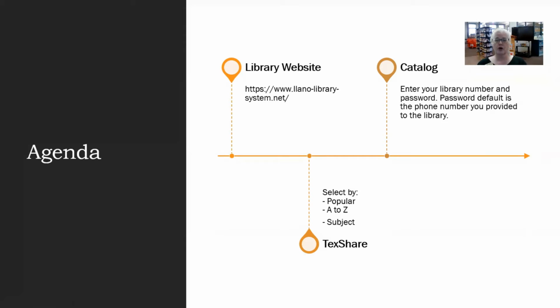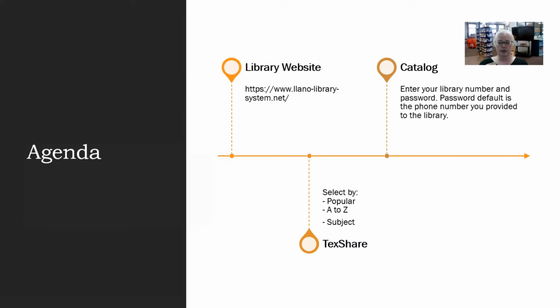Your password default is the phone number you provided us at the library. If you have problems logging in using that password, give us a call at the library and we can reset it for you. Basically, we'll reset it to that phone number. We'll just try it in a different configuration without hyphens. Sometimes that happens. Or you can come in and we can reset it for you. If you have a problem, just let us know.